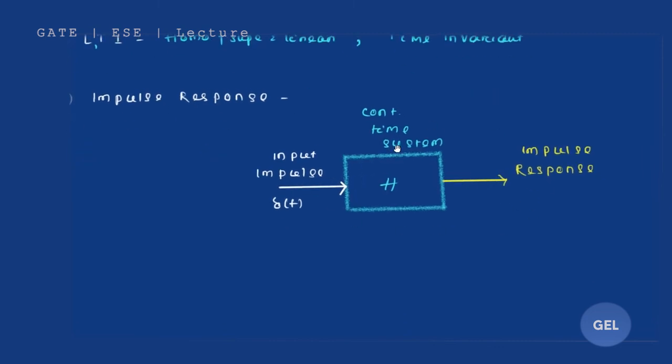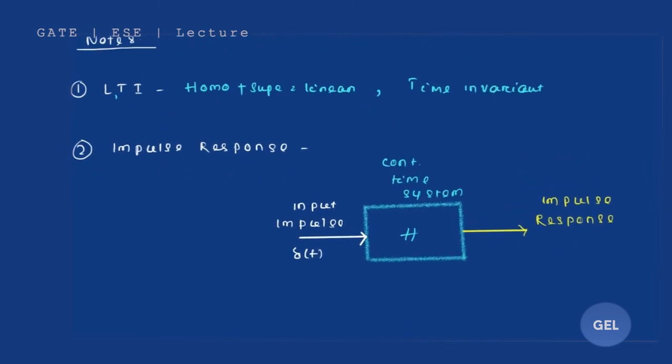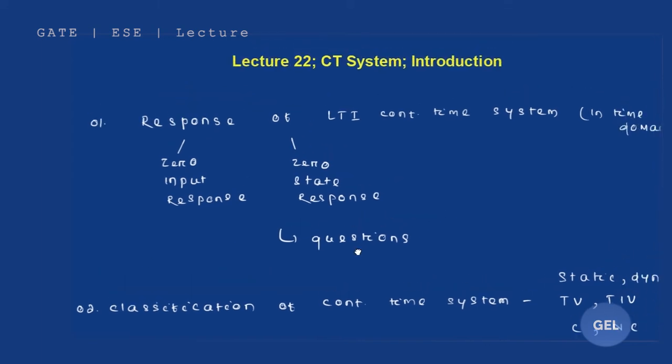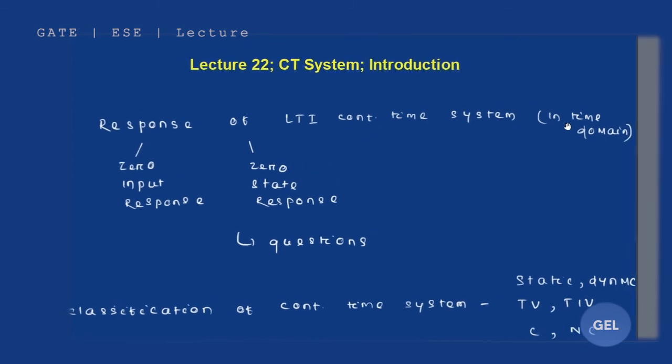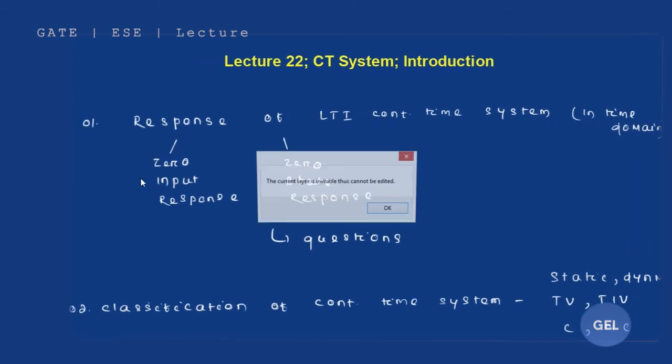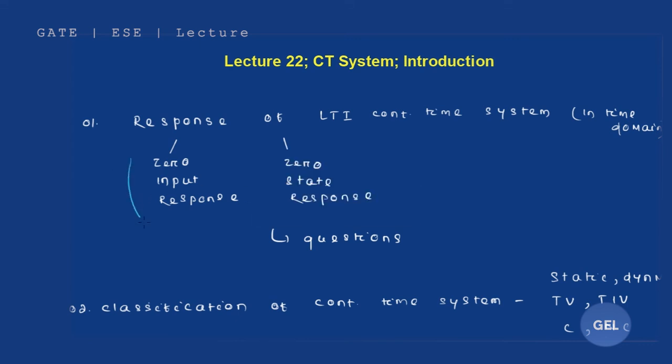So this kind of terminology will come again and again. And what we are going to discuss in this continuous time system is the response of a linear time invariant continuous time system in time domain. So first is zero input response, zero state response. What is this thing? Like YZI, YZS is zero input response, zero state response. We will study this in the next video lecture. And also we'll solve a lot of questions from this.